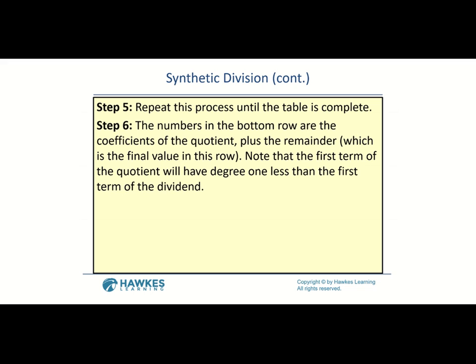We have to do the first term of the quotient will have a degree less than the first term of the dividend. So if we were dividing and we started with x squared, then my first coefficient would be x. If we started with like 5x to the 7th power, then when I write my answer, it would be x to the 6th power. And again, I will show this to you as well. You'll take a look at it, so don't stress over that.